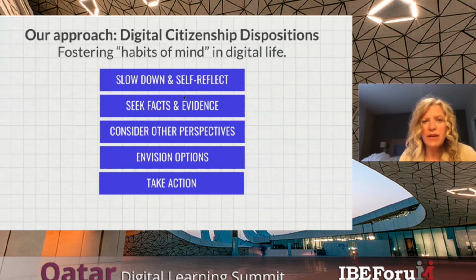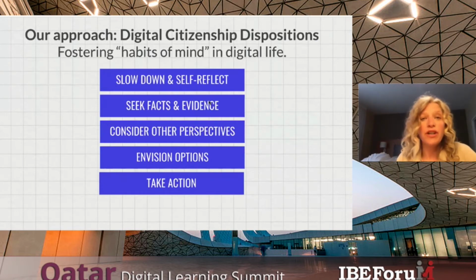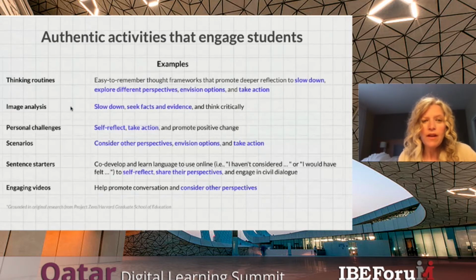The Common Sense Media approach is the digital citizenship dispositions here. It's fostering habits of mind in the digital life. So not necessarily telling the students what to do on the internet, but for them to interact with others on the internet, and then also self-reflect, consider other perspectives, envision options, and take action as well. So again, there are authentic activities out there to engage the students, to help them with thinking routines, image analysis. As you go down here, you've got examples and it walks you through that.